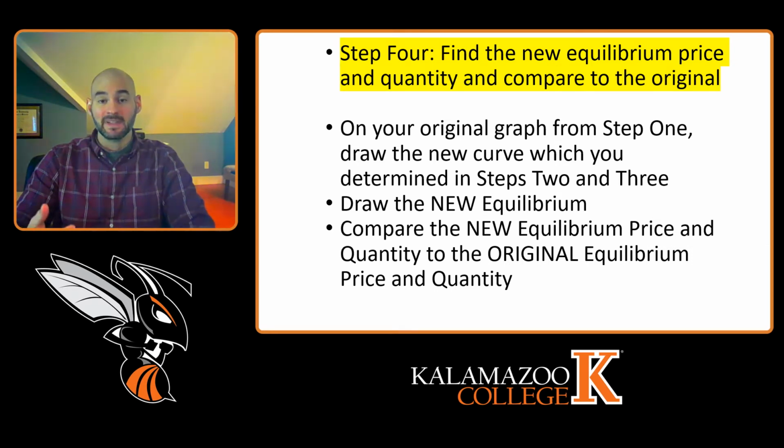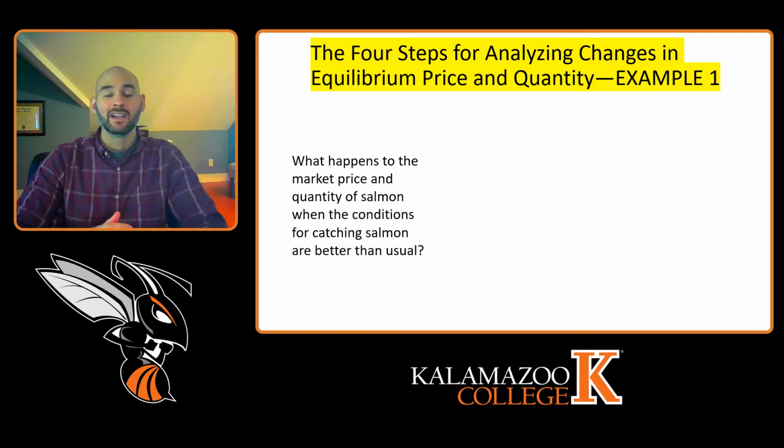The next step is to draw the new equilibrium, find the new P star and Q star. And then the final step is to compare the new equilibrium price and quantity to the original equilibrium price and quantity. So on the next couple slides, we're going to go over a couple examples of how we would go about doing this.